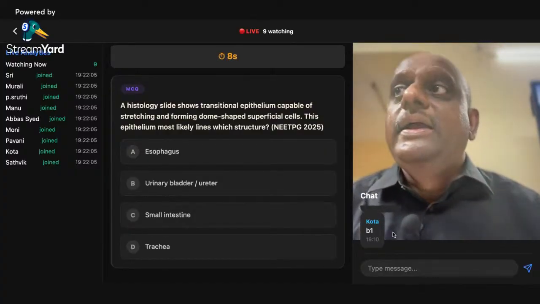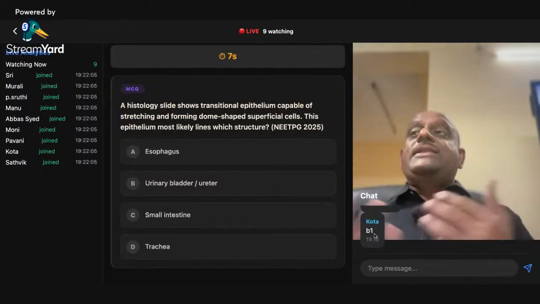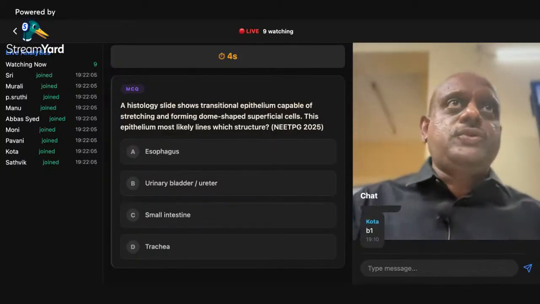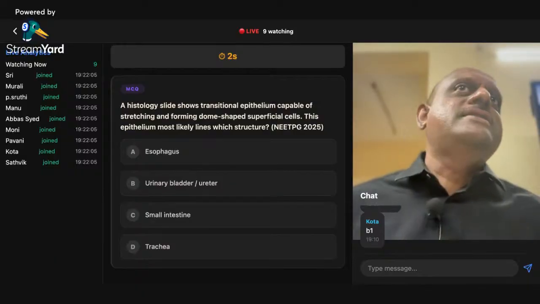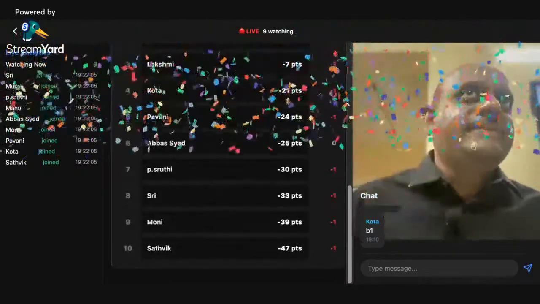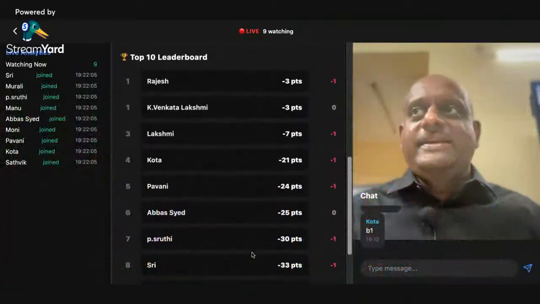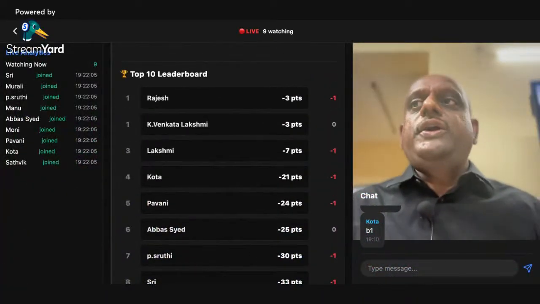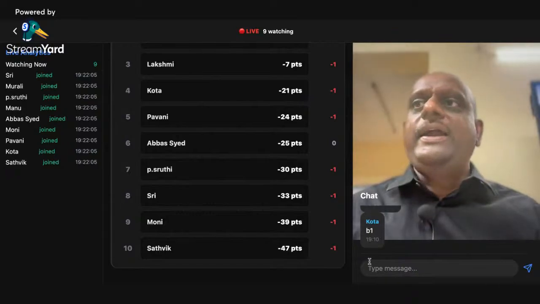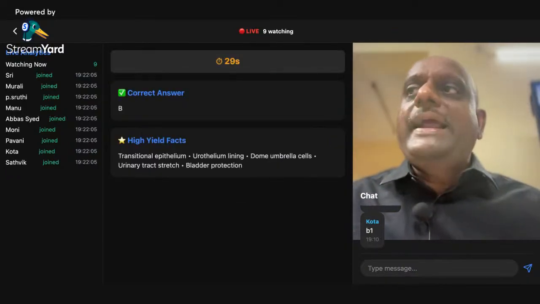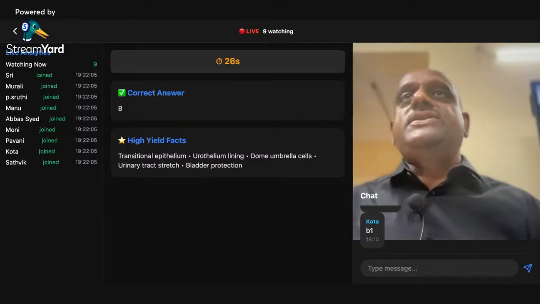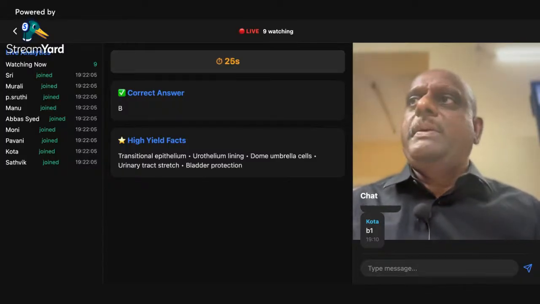Histology slide shows transitional epithelium stretching, dome-shaped superficial cells. Very easy. So far, how many questions has he asked on epithelium? He asked 2. One was that and second is this. So you need to know it is the urinary bladder and ureter, right? Where you have transitional epithelium, dome umbrella cells is what you need to remember.